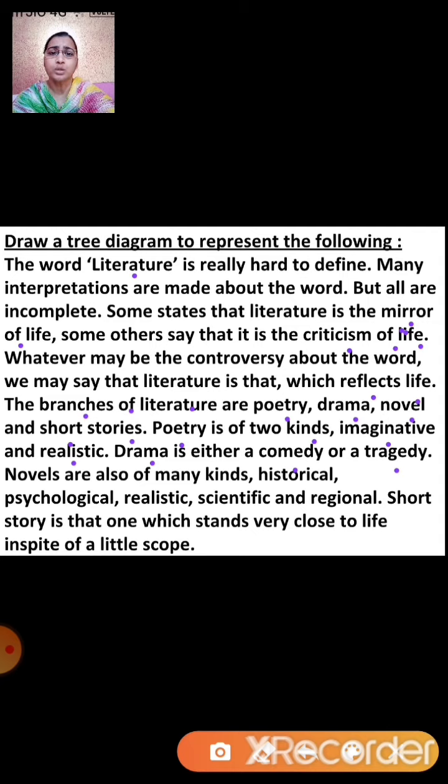Then novels are also of many kinds like historical, psychological, realistic, scientific, and regional. So again I am getting another branch like novel, and novel kinds are historical, psychological, realistic, scientific, and regional. Then short stories is that one which stands very close to life in spite of a little scope. So again we can make one more branch for short stories: very close to life and a little scope, correct. Now let's see further.